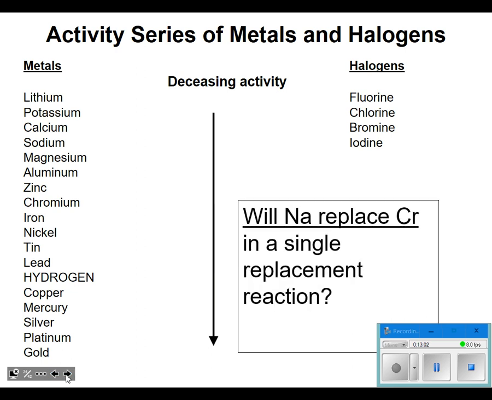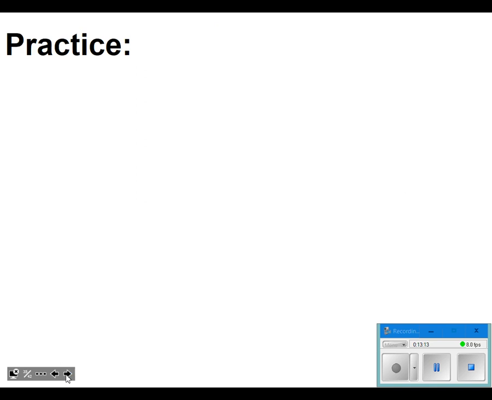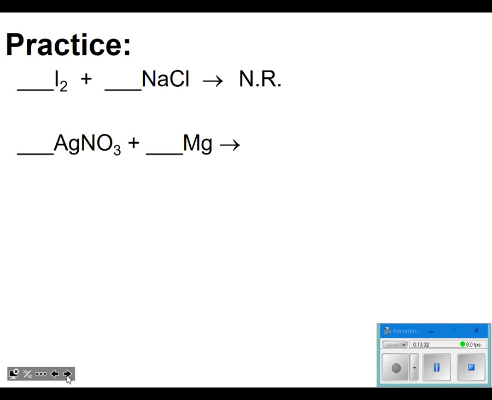So will sodium replace chromium? Well, sodium's here, chromium's here, sodium is higher, so yes, it will replace. Okay? So again, iodine and sodium chloride. Is iodine higher than chlorine in the halogens? Your answer should be no, iodine's not, because iodine's on the very bottom. So that would mean that no reaction's going to happen here. This is not going to be possible.